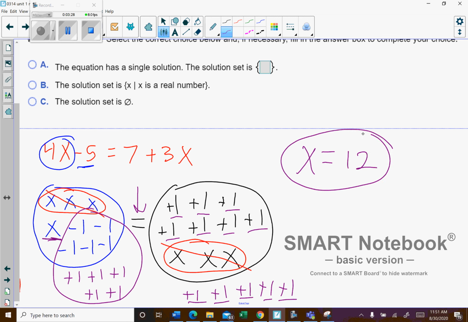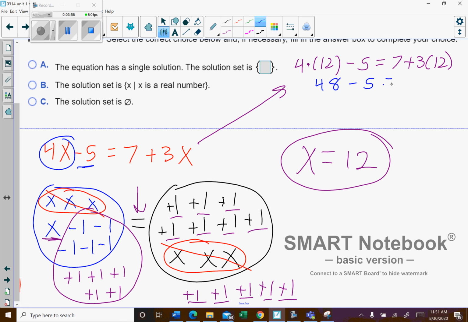So x equals 12. And if you are struggling, I think the best thing to do is to plug it back in and see how it works. So if I were to plug it back into the original equation right here, I'd have 4 times x, which would be 12, take away 5, is equal to 7 plus 3 times 12. And then we can go ahead and check that. 4 times 12 is 48. Then minus 5, that's equal to 7 plus 3 times 12, which is 36.